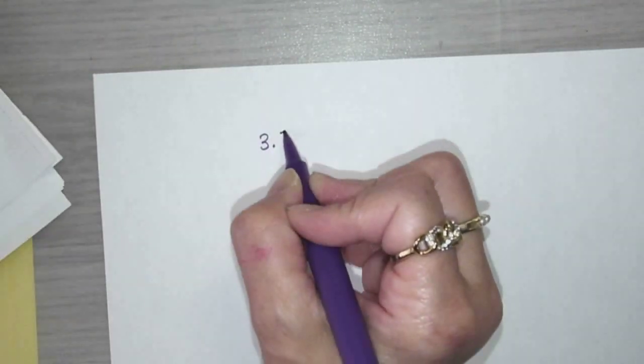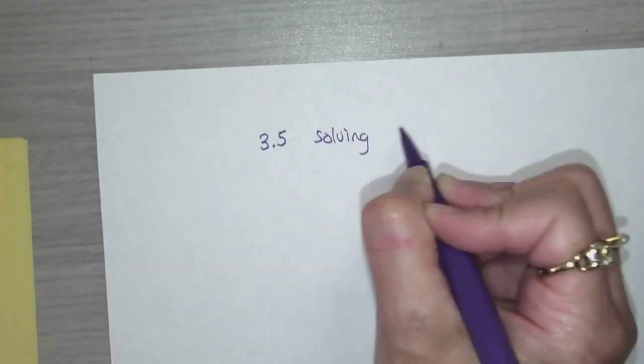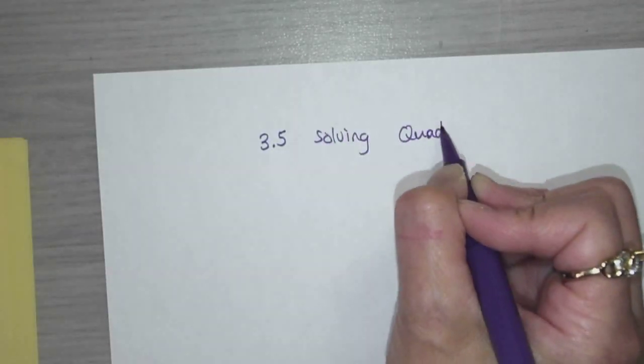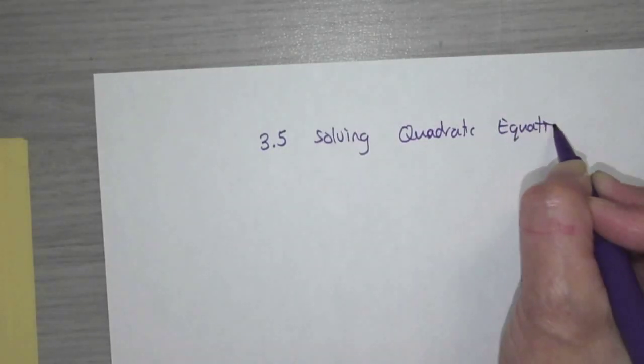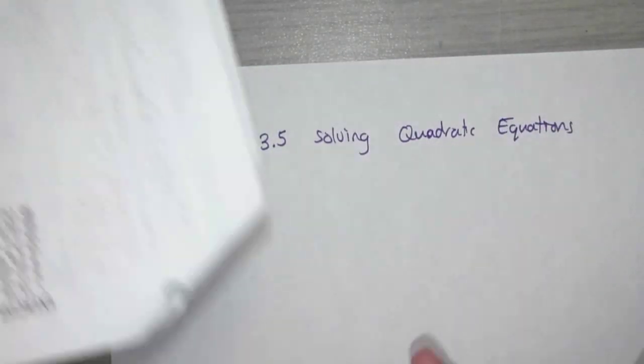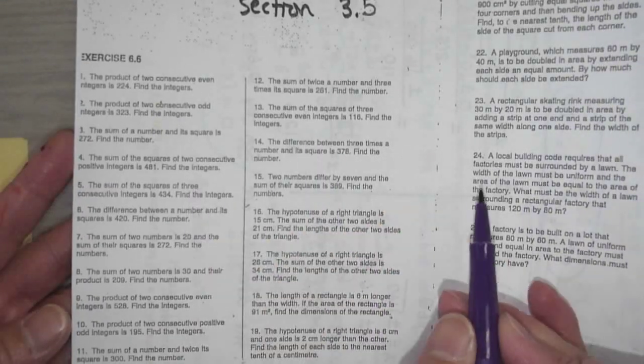Okay, so this is 3.5. You're on 3.5. We're still in solving quadratic equations. And I'm just doing an extra example from this worksheet that we have here, and it was number 24.